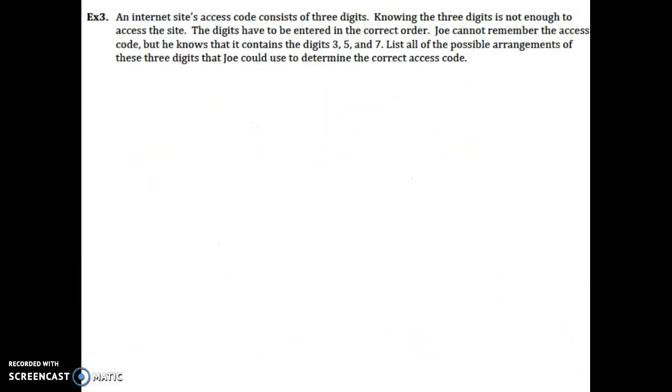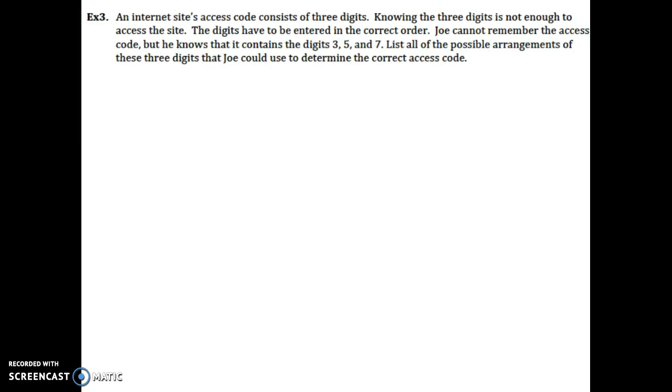Alright, here with question 3, we've got an internet site's access code, and we know that it consists of 3 digits. Not only do we know that it consists of 3 digits, we actually know what those digits are. They're 3, 5, and 7. Joe could not remember this particular access code, but he knows that the access code must be entered with the digits in the right order. How do we list all the possible arrangements?